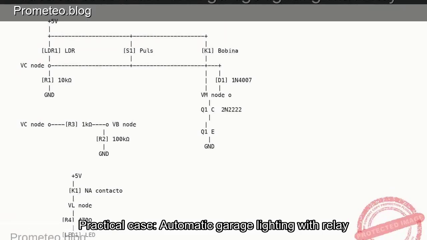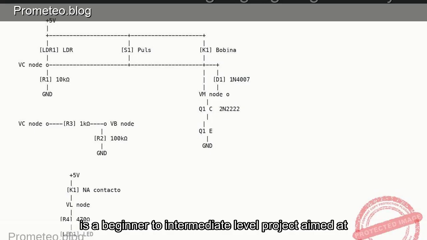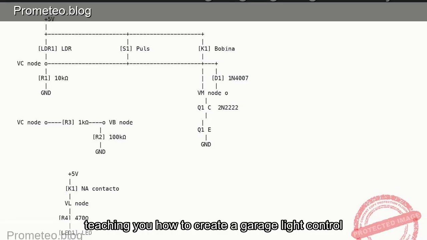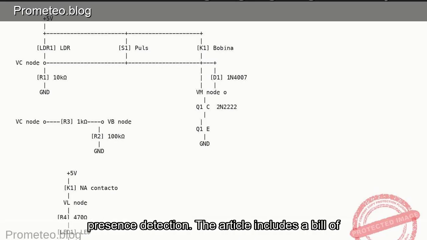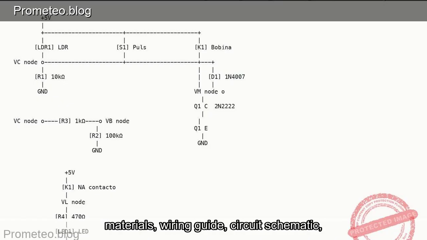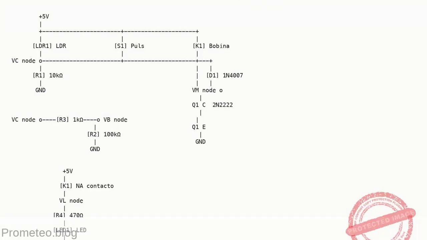Practical case. Automatic garage lighting with relay is a beginner to intermediate level project aimed at teaching you how to create a garage light control system that activates based on ambient light and presence detection. The article includes a bill of materials, wiring guide, circuit schematic, measurements and tests, and results interpretation.